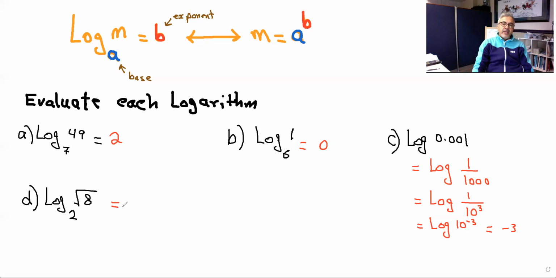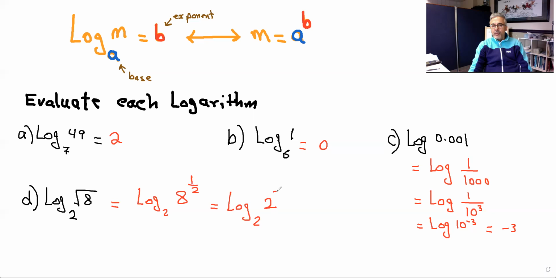If we go to D right here, what I'm going to do is change this to log base 2 of 8 to the power of 1/2, because the square root is the same as the power of 1/2. Then I'm going to manipulate this a little bit more and change this to log base 2 of 2 to the power of 3, because 8 is 2 to the power of 3, and we still have the half outside.